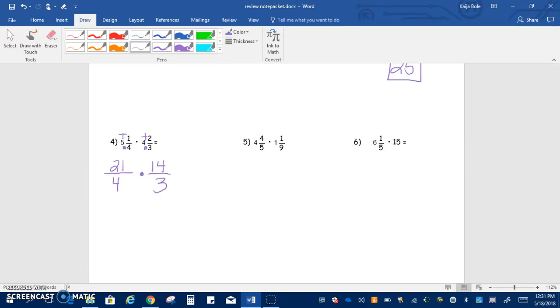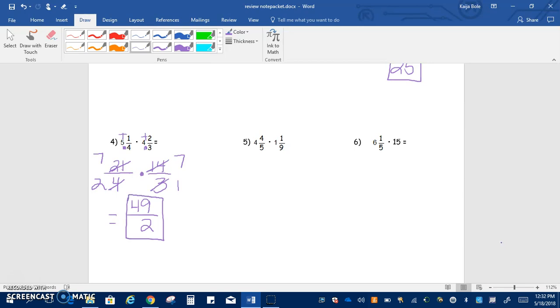So now I can cross divide. I can divide 21 and 3, both by 3, so my 3 becomes a 1, my 21 becomes a 7, and then my 14 and my 4 I can divide both of those by 2, so my 4 becomes a 2, my 14 becomes a 7. I can't cross divide anymore, so I'm just going to multiply across. 7 times 7 is 49, over 2 times 1 is 2, and you can leave it just like that. You don't have to put it back into a mixed number.